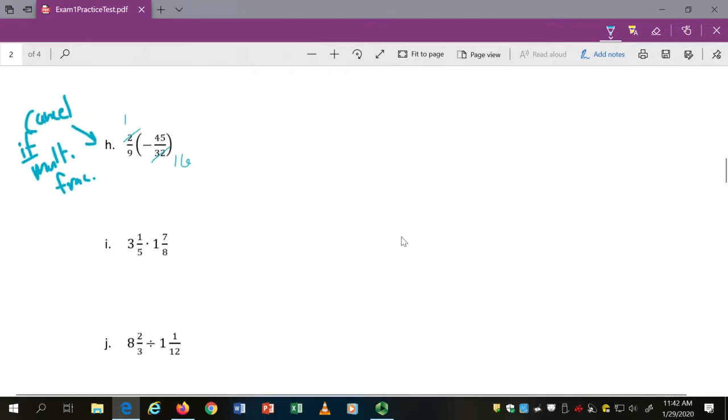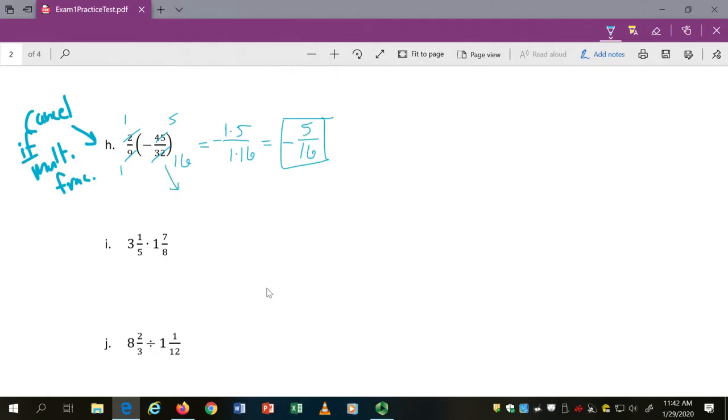And then 45 and 9 are both divisible by 9. Because 9 divided by 9 is 1, and 45 divided by 9 is 5. So all you're left with on top is 1 times 5, and all you're left with on bottom is 1 times 16. You do need to pay attention to the sign, though, because a positive times a negative is always negative. So we know our answer will be negative. So it looks like the result here will just be negative 5 over 16. Okay. You don't have to simplify.